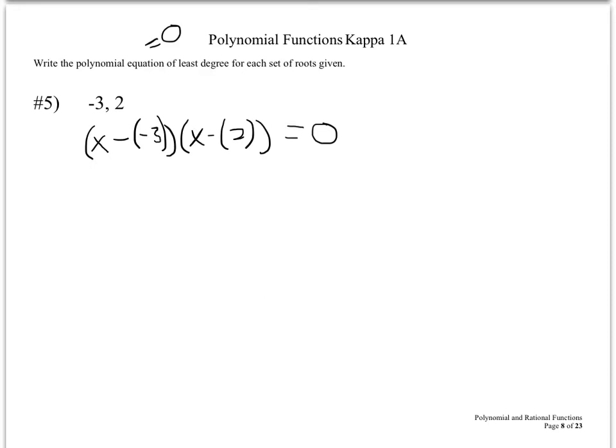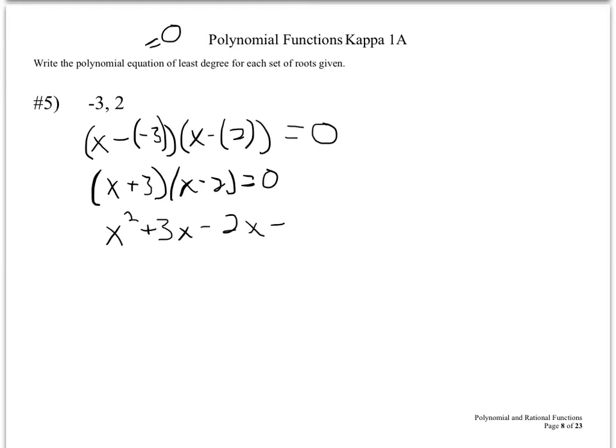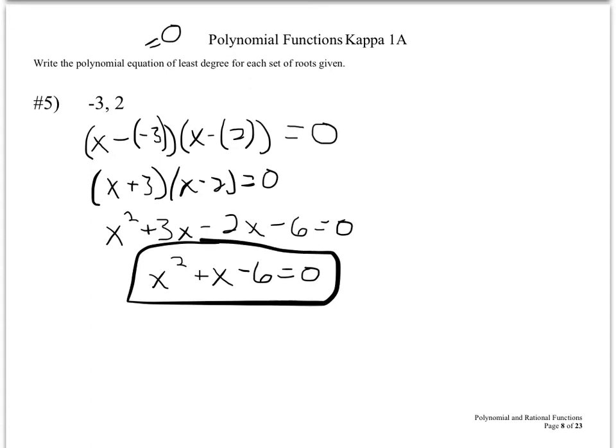Now this needs simplified. X minus a negative 3 is like saying x plus 3. If you multiply this out using the FOIL or box method, you're going to get x squared plus 3x minus 2x minus 6. Middle two terms are like terms. So we end up with the polynomial equation x squared plus x minus 6.